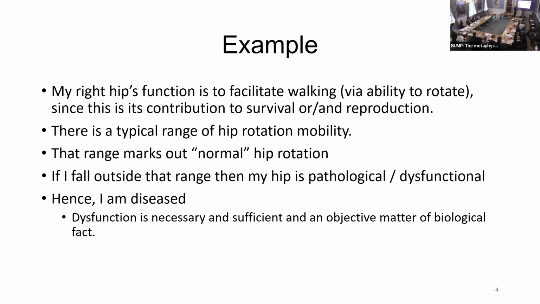There's a typical range of capacity to rotate the hip. That marks out for Boorse what's normal hip rotation. If my hip rotation capacity falls outside that typical range, then my hip is pathological, it's dysfunctional, and hence I'm diseased, according to Boorse. As I said, Boorse thinks that dysfunction is necessary and sufficient for something to be a disease, and his claim is that it's an objective matter of biological fact.